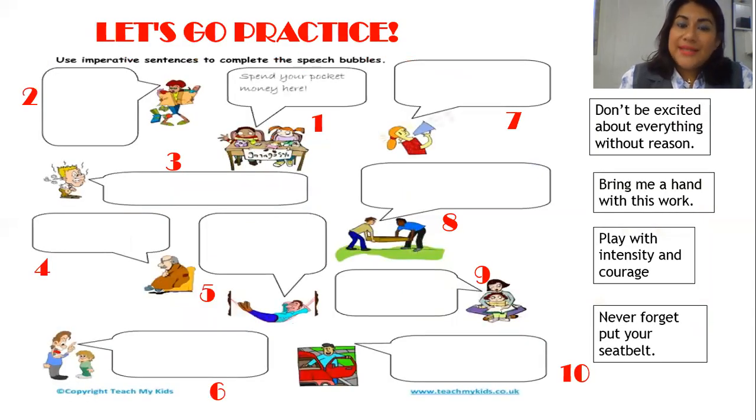Let's go practice. Now we're going to practice this lesson. See the picture with speech bubbles and complete it with the right imperative. I help you with four ideas. The rest are all yours.